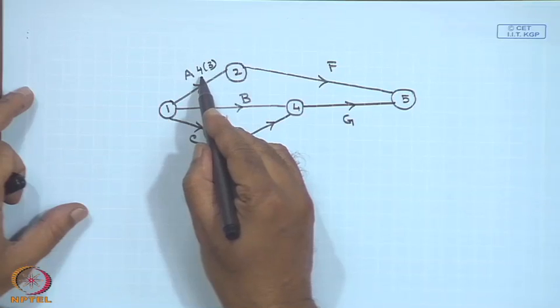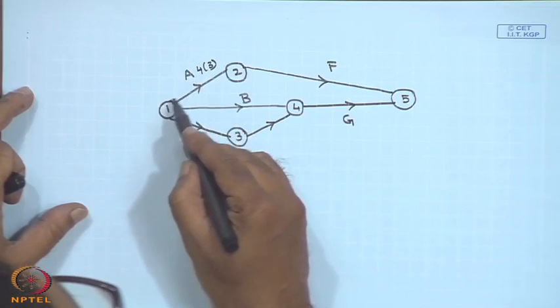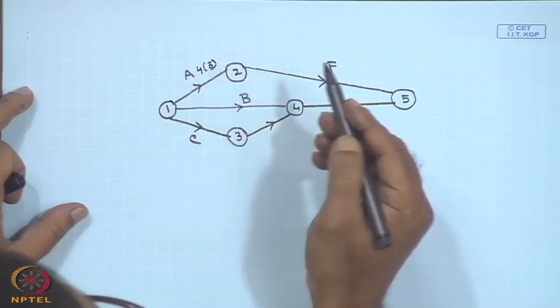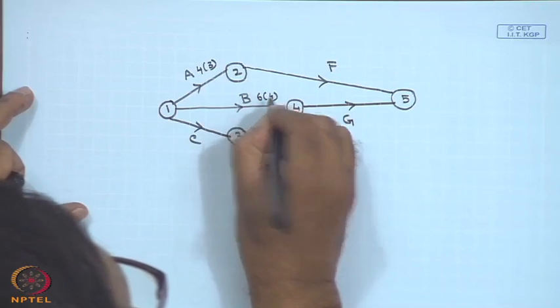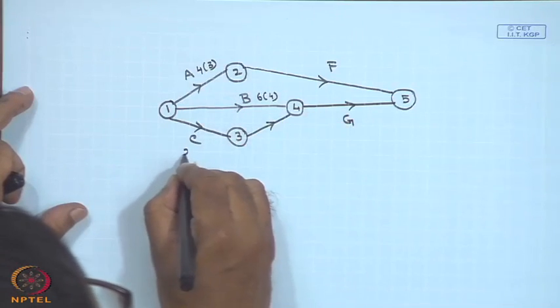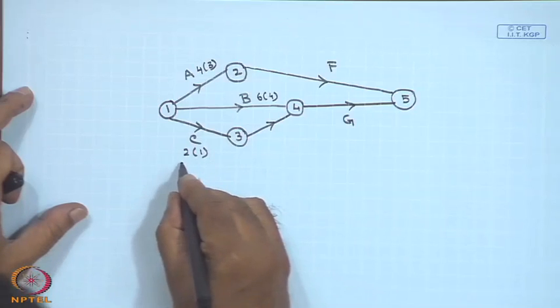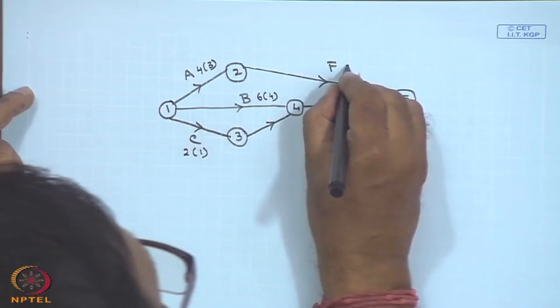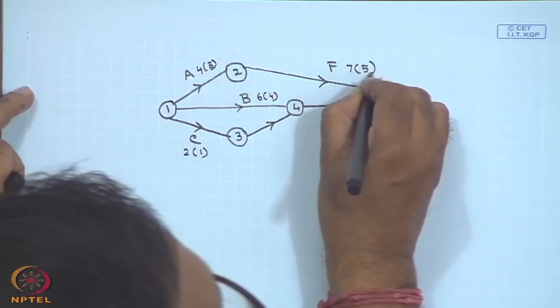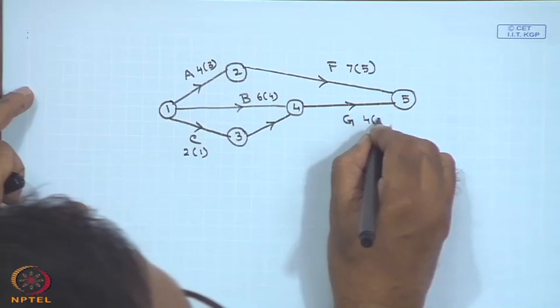So, the first number denotes the normal time to complete the activity, this activity A. For B, similarly, it is 6 and 4. For the others I am directly writing, you can see for C the normal time is 2 and the crash time is 1, and for F it is 7 and 5, whereas for G it is 4 and 2.